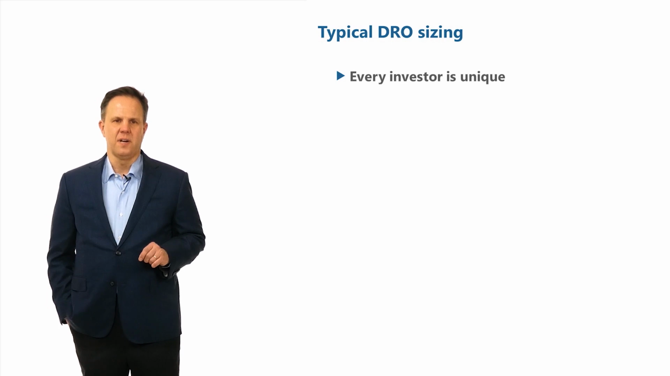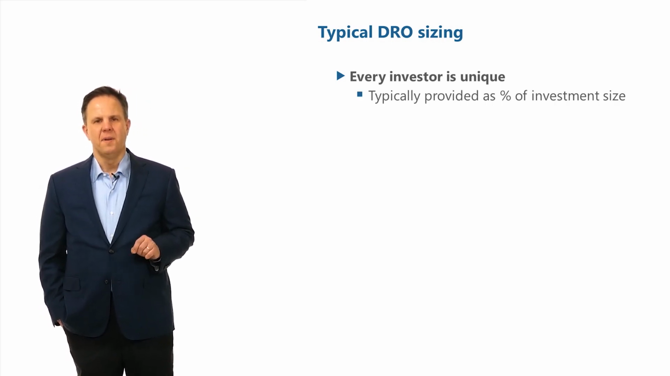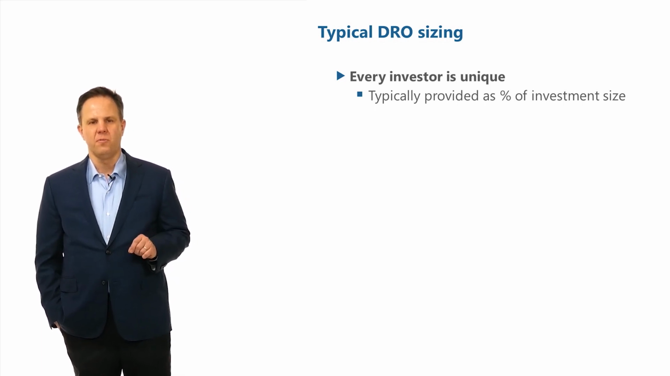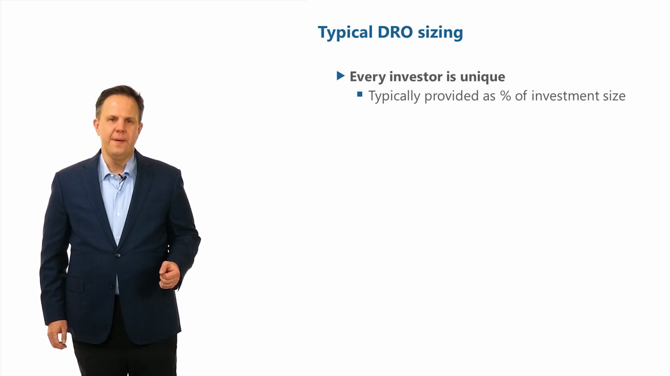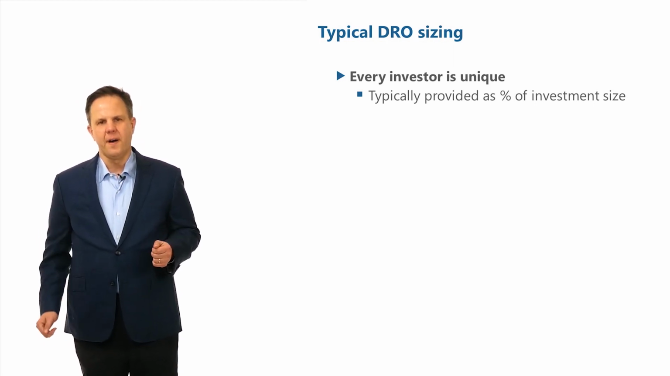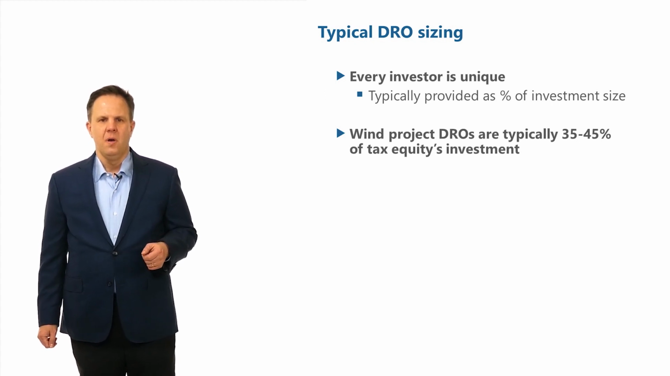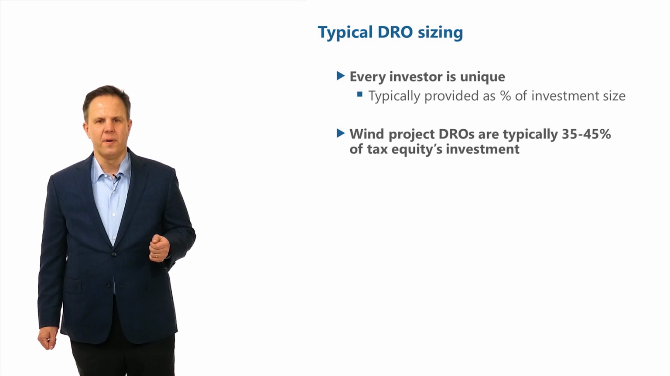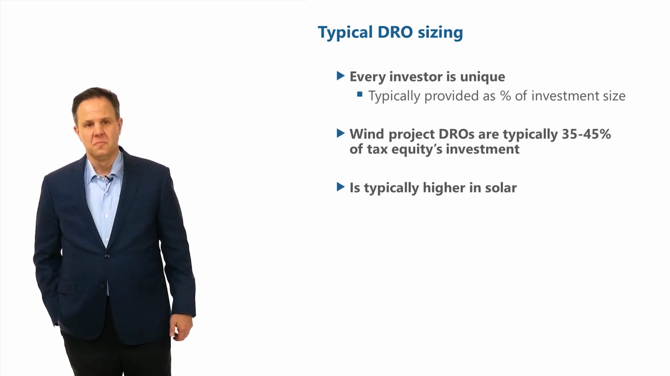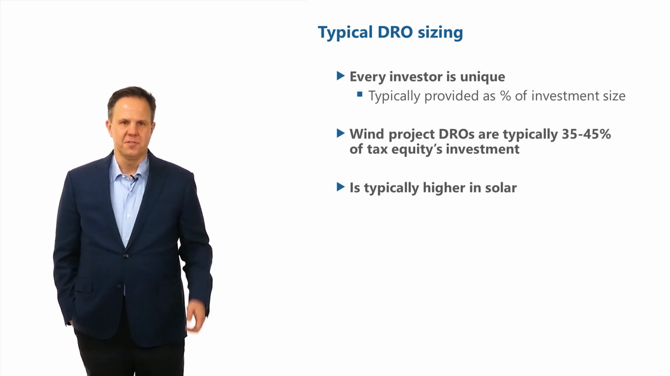Each tax equity investor has its own way of sizing the maximum DRO it is comfortable providing, but the DRO is typically stated in terms of a percentage of a tax equity investor's total investment. For wind, the DRO is typically sized between 35 to 45% of the tax equity investor's total capital contribution, while it is typically higher for solar, and in some instances a good deal higher for solar. I will pass back to Dan to explain the calculations.